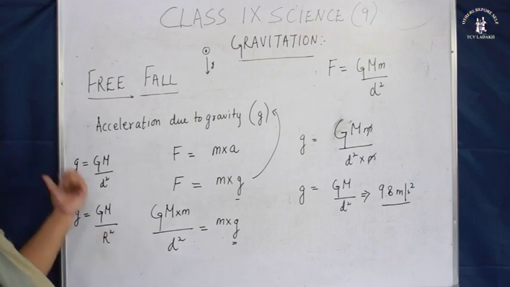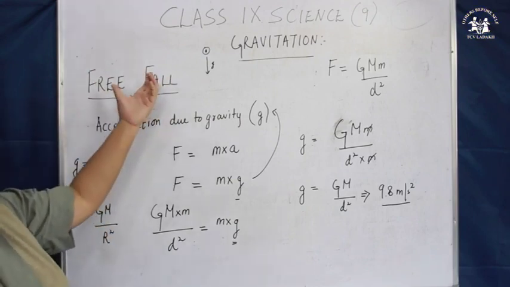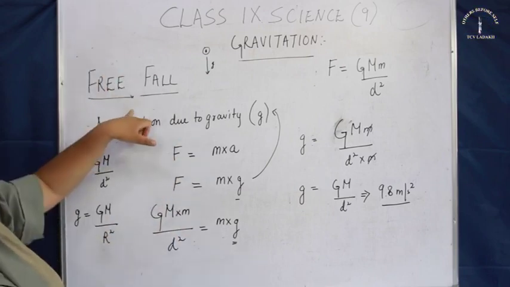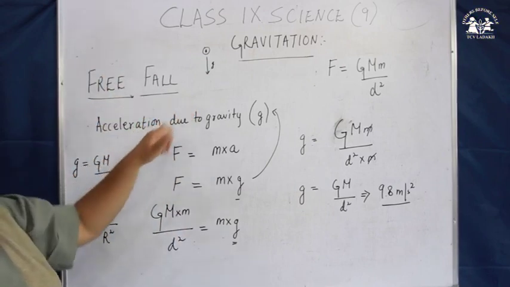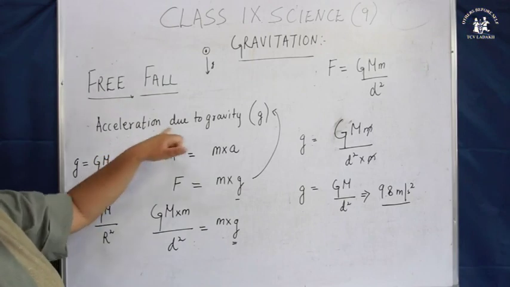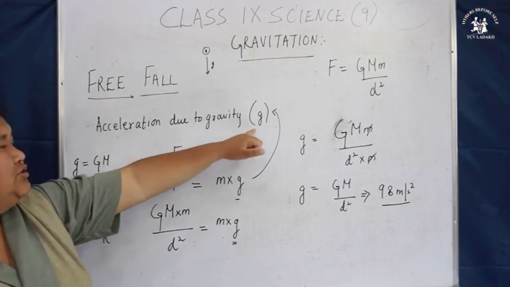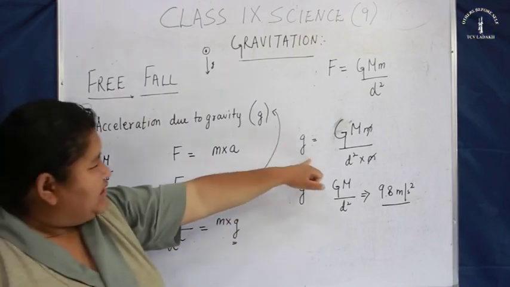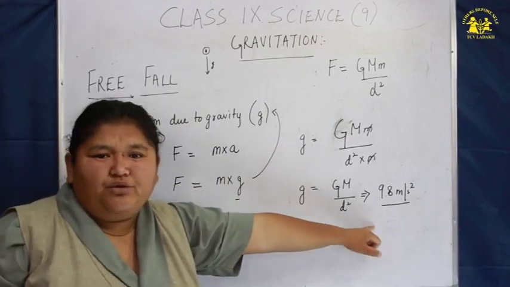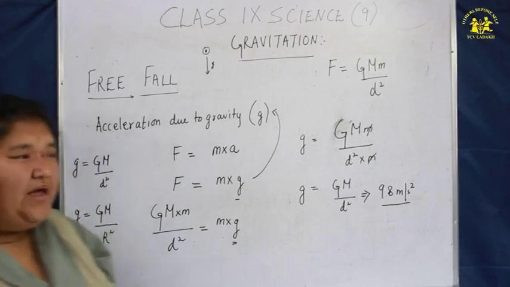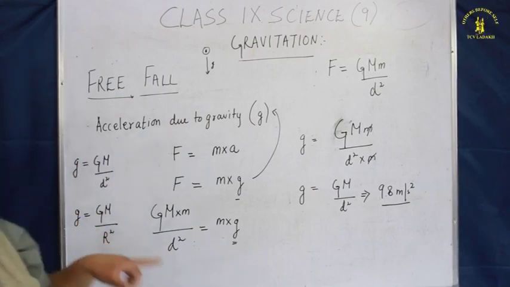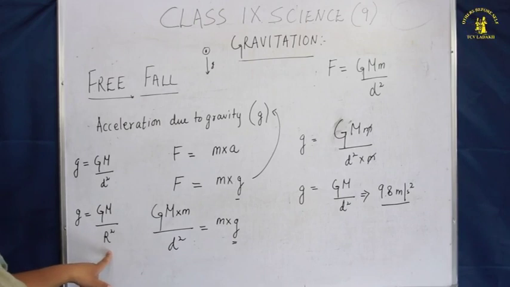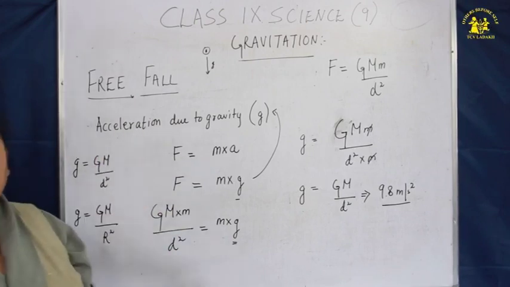So that is how we explain the concept of free fall, right? An object falling under the influence of gravity is in free fall. And in that case, the acceleration is the acceleration due to gravity, which is denoted by the letter small g. The value of small g is 9.8 meter per second square, considering the distance on the surface of the earth as the radius of the earth. So this is all about free fall.